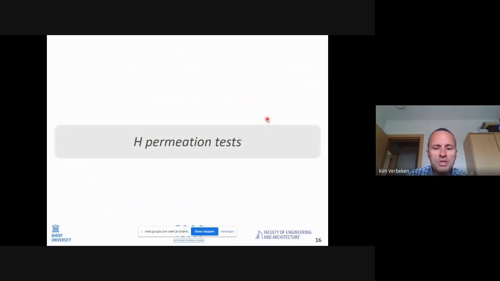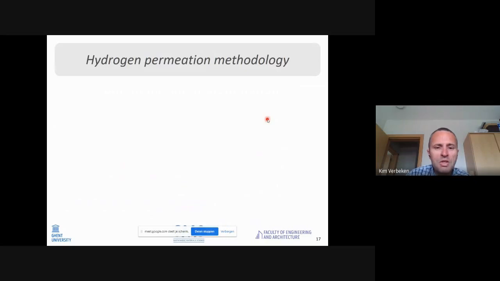Now, I already stressed a few times that hydrogen is mobile, so that hydrogen diffuses at a measurable rate at room temperature in the BCC structure. And for this purpose, we do hydrogen permeation tests. These are the classical tests based on the Devanathan-Stachurski method. So I will briefly explain this method to you, for those of you who are not familiar with it.